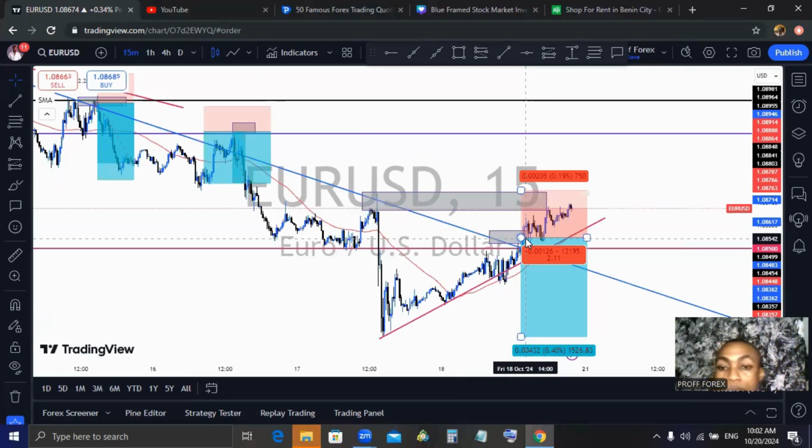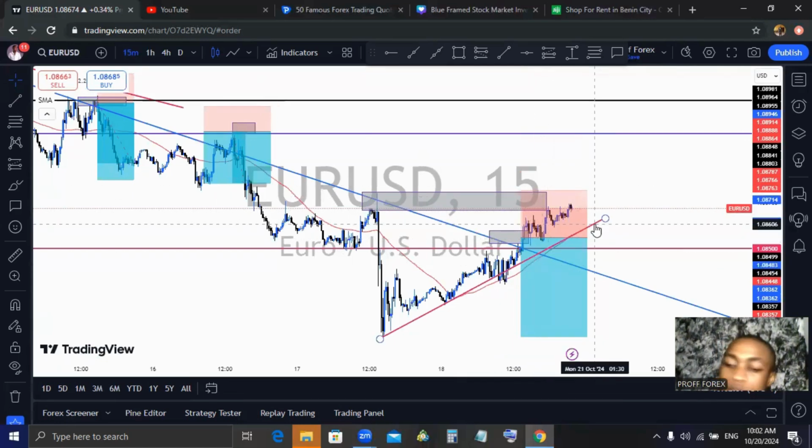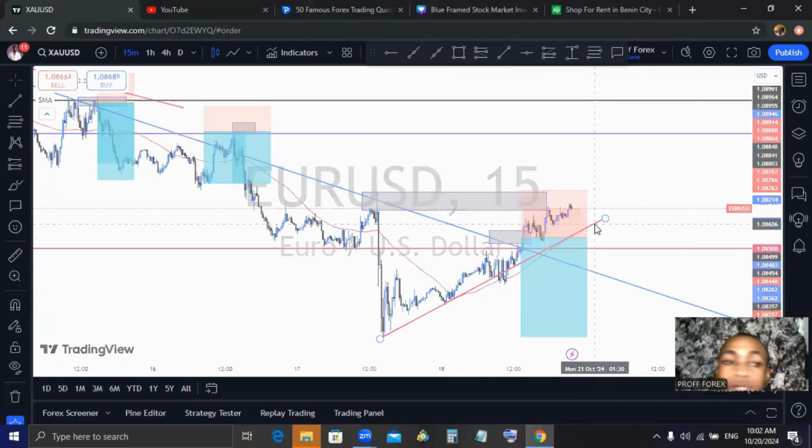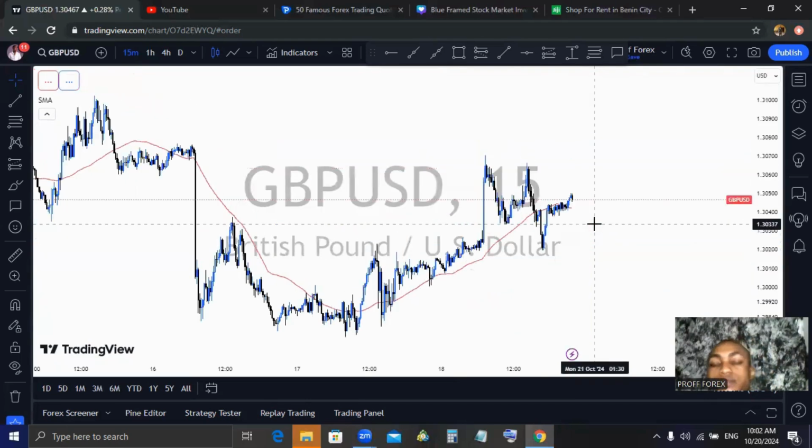So you came to this zone, then we asked everybody to close up. Then we are done for the week. So let me quickly go to GBP USD.